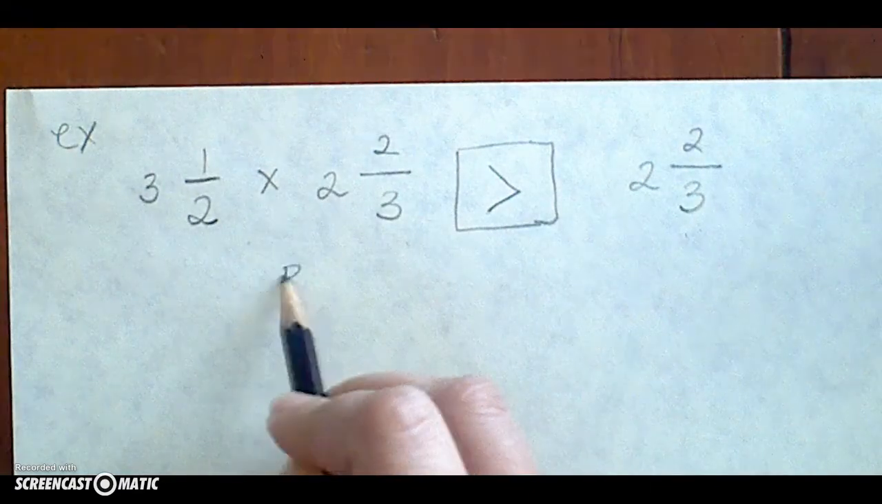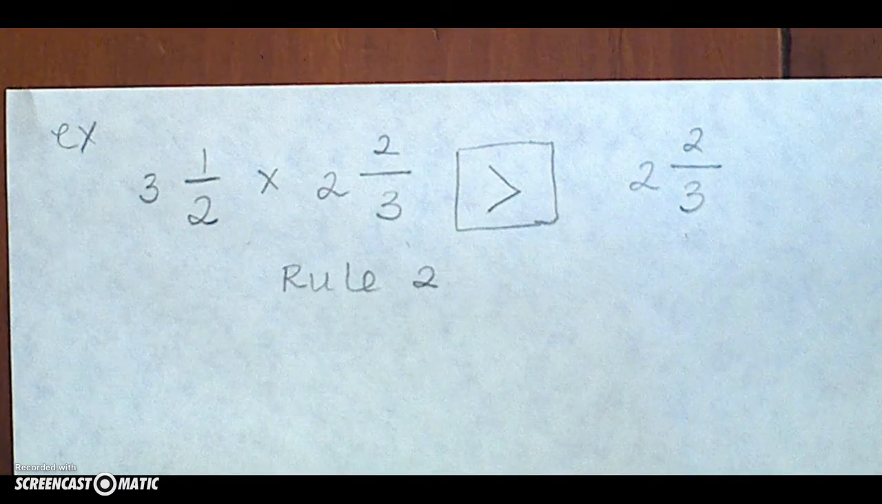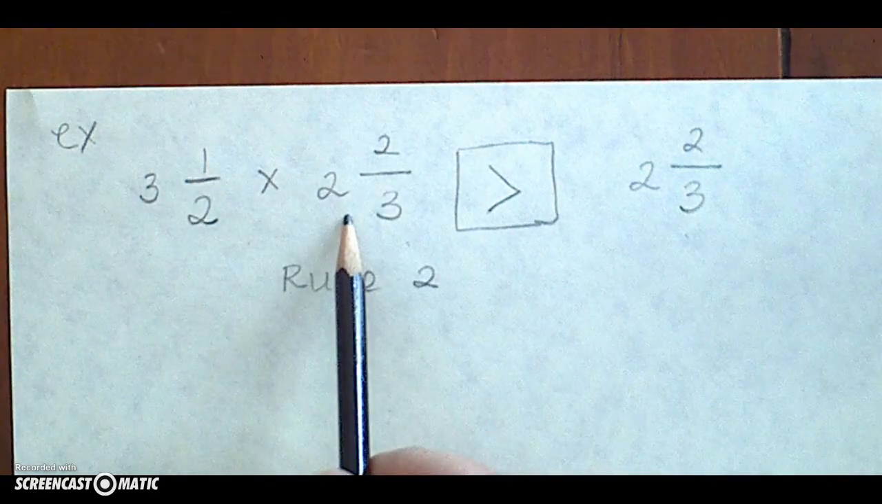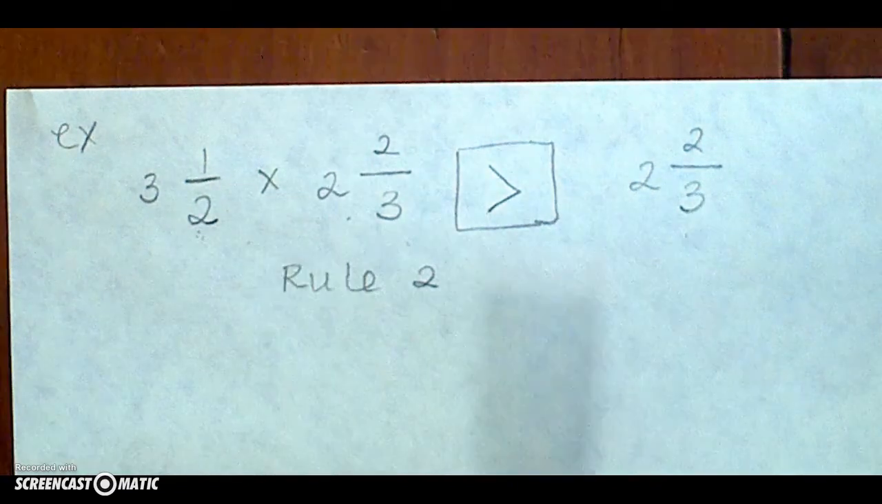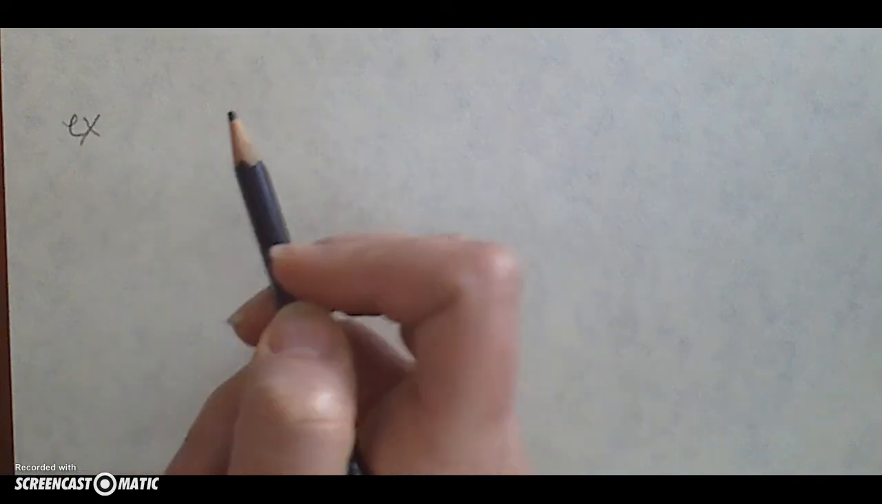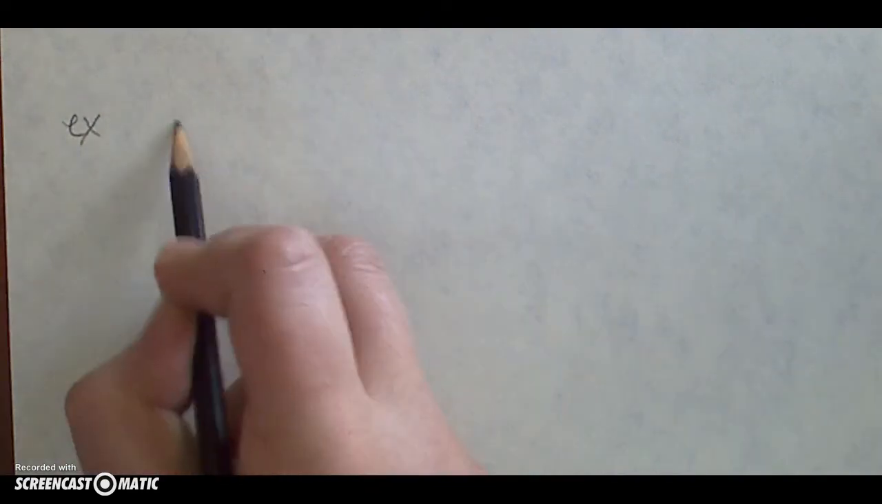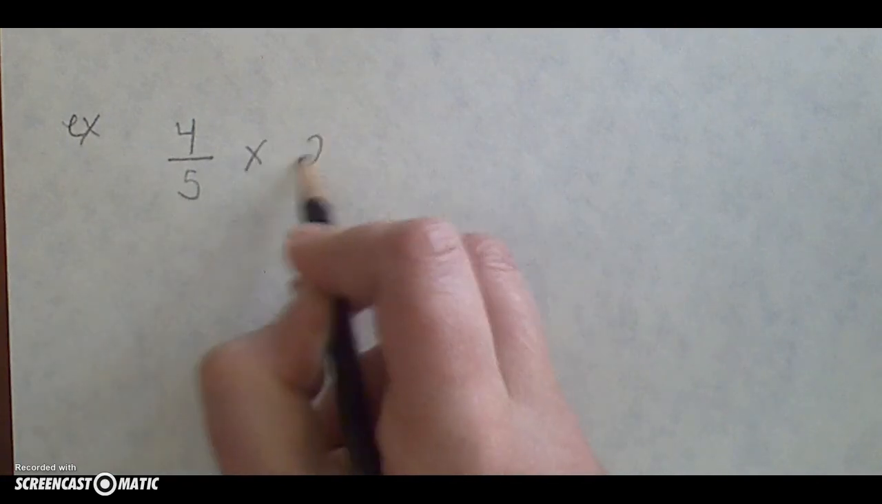And this is proven by Rule 2. Rule 2 stated that if I multiply a number, 2 2/3, by a fraction that's greater than 1, which this is, then my answer will be greater than 2 2/3. You could always do these out to actually see and prove it, but the idea here would be to memorize the rules and to try to get an understanding of those so that you don't have to do that.